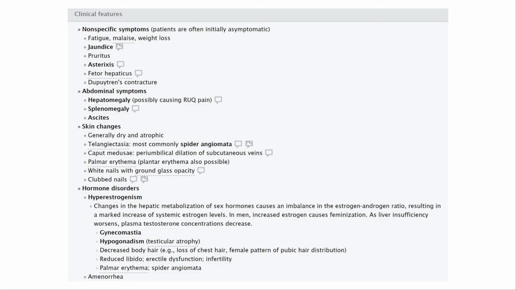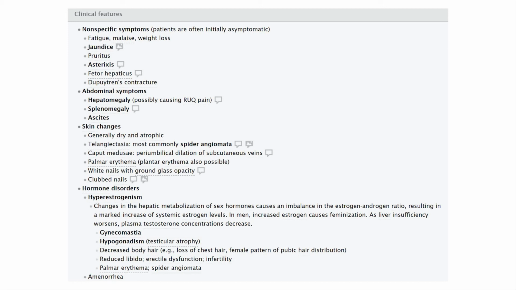Hepatomegaly, splenomegaly, and ascites. So splenomegaly secondary to portal venous hypertension because the splenic vein will get engorged and then the spleen will get engorged. Ascites secondary to low albumin from a failure of synthetic function of the liver. Skin changes, telangiectasia and spider angiomata, which they think may be to do with high levels of estrogen, which are secondary to estrogen not being broken down by the liver, which is also why you get gynecomastia and abnormal hair distribution. Caput medusae, which is one of those portal vein outcomes we talked about.